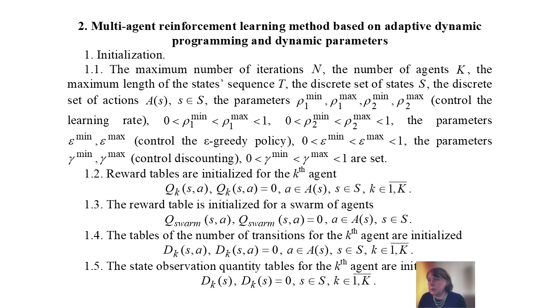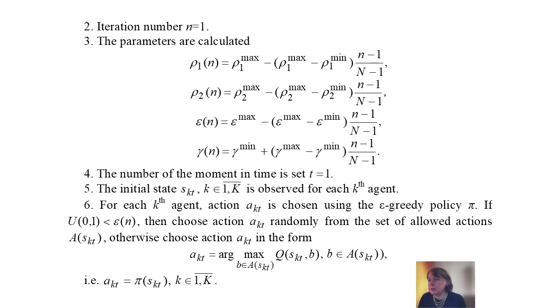Second, the multi-agent reinforcement learning method based on adaptive dynamic programming and dynamic parameters. First step, initialization, which includes the next sub-steps presented on the current slide. Second step, iteration number n equals 1. Third step, the parameters are calculated by the next formulas.